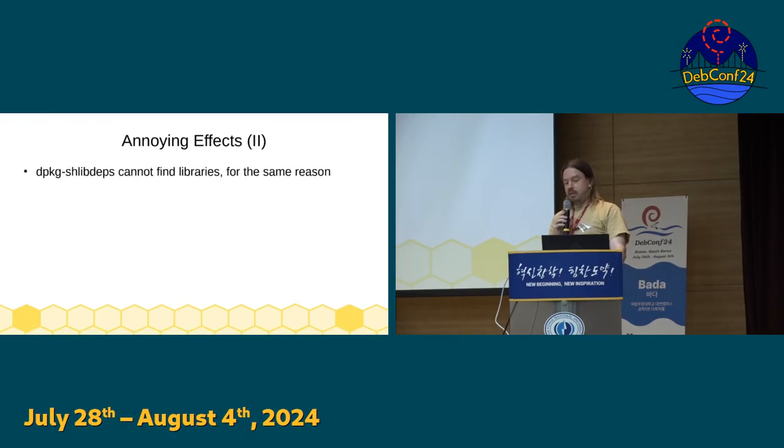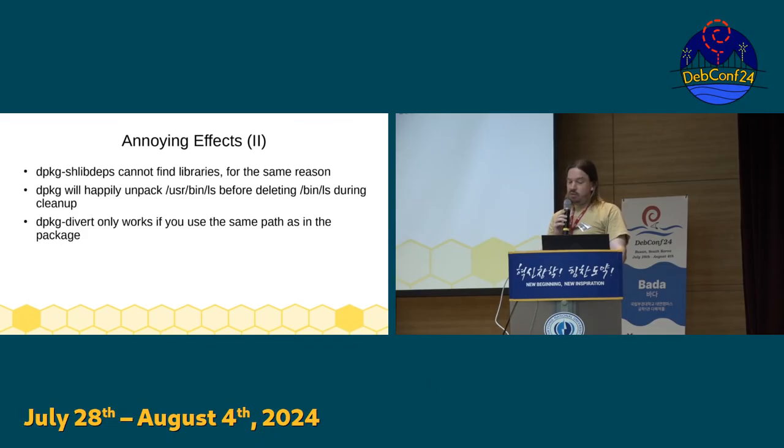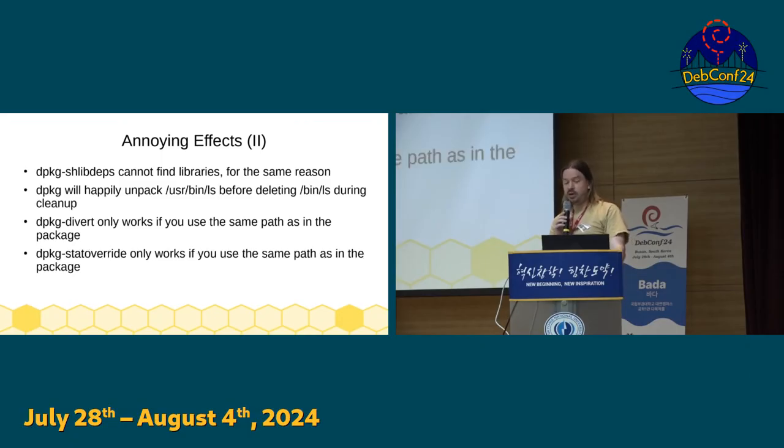So that also applies to shared libraries. So dpkg-shlibdeps cannot find libraries if it's looking for them. dpkg will also happily unpack /usr/bin/ls, then delete /bin/ls, because that's a different path. And dpkg-divert will also only work if you use the same path. dpkg-statoverride will only work if you use the same path, and so on.